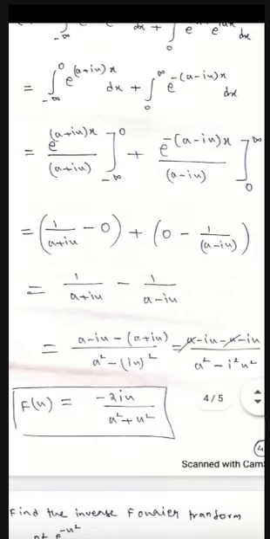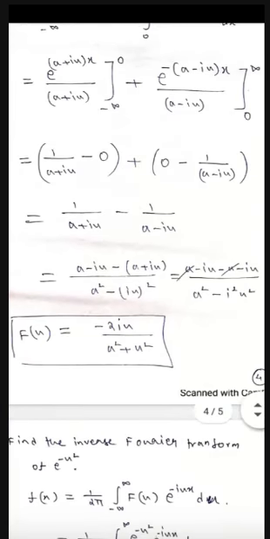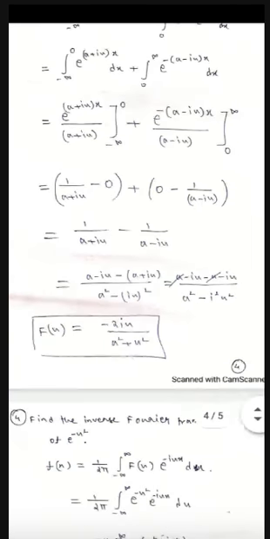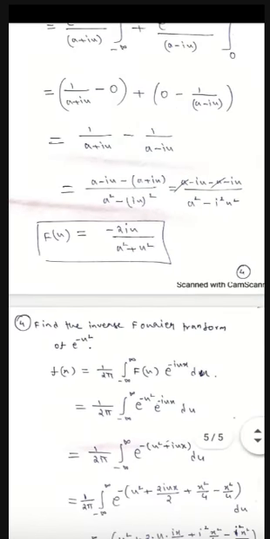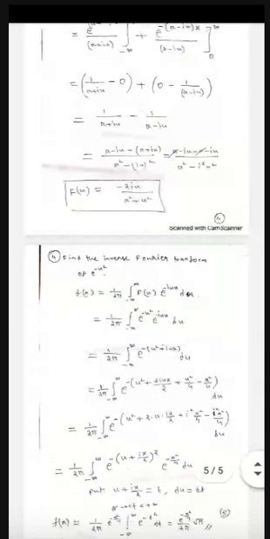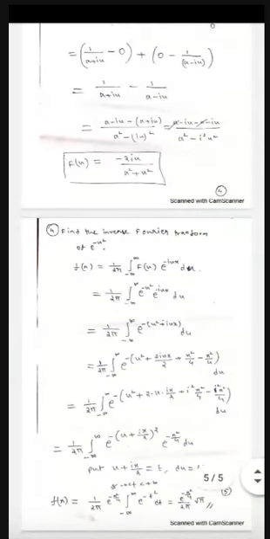Taking the LCM, a plus iu into a minus iu in the denominator, so you will get a square minus iu whole square. So you will get finally minus 2i divided by a square plus u square. This is what f of u is. You can do the calculations, and if you're not getting it, please ask me. So this is the f of u we got. Any doubt, any questions, anything you don't understand, you can put a message in the chat box. Okay.